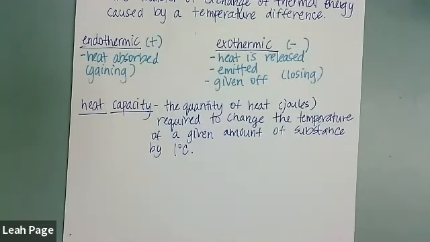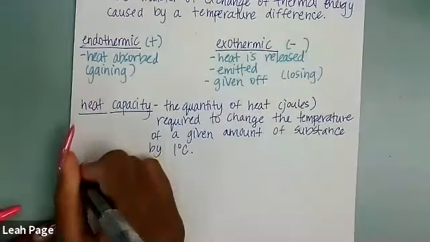Thank you. All right. So if I bring it back to heat capacity, like I said, the heat capacity is just the quantity of heat required to change the temperature of a given amount of substance by 1 degree Celsius. We can also talk about the specific heat capacity.